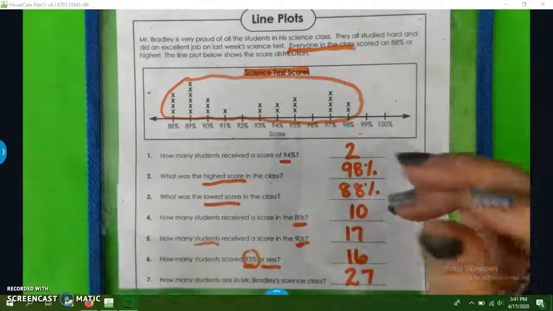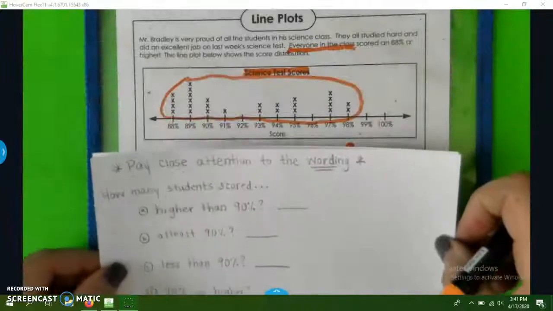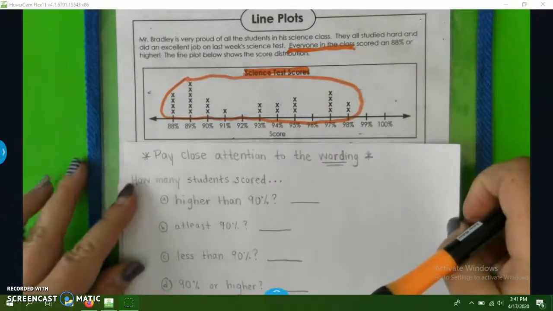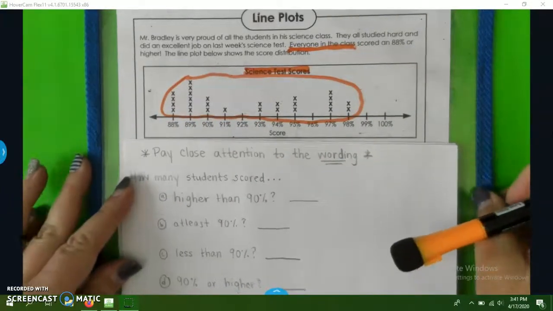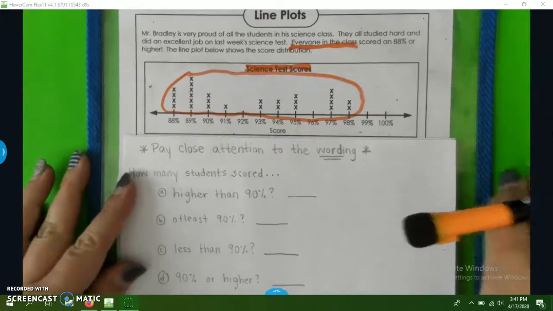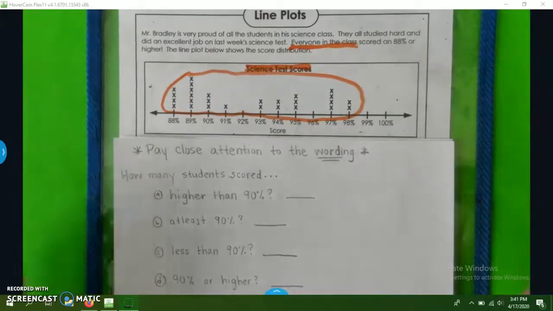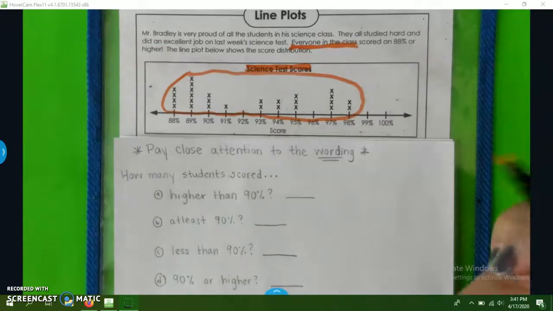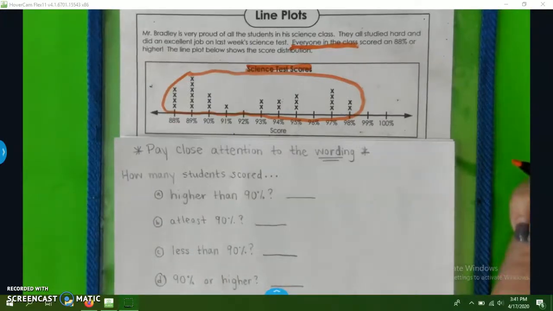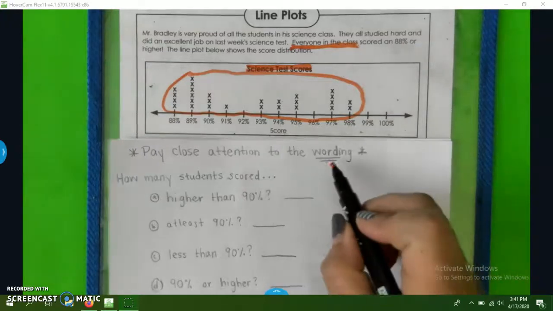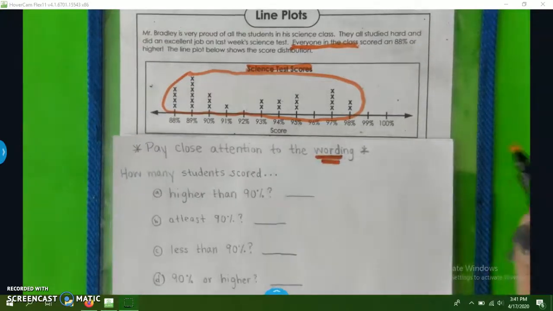Alright, now let's look at these last few questions and let's look at why these might trick 5th graders. They're not going to trick you, because you guys are going to be on top of this. But just in case we're talking about any other average 5th grader, let's just be really careful and pay close attention to the wording of the question.